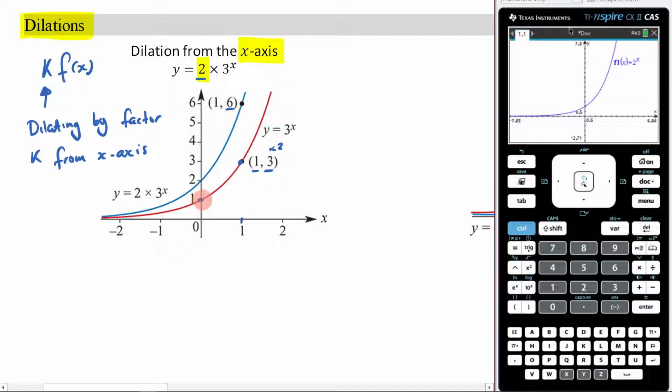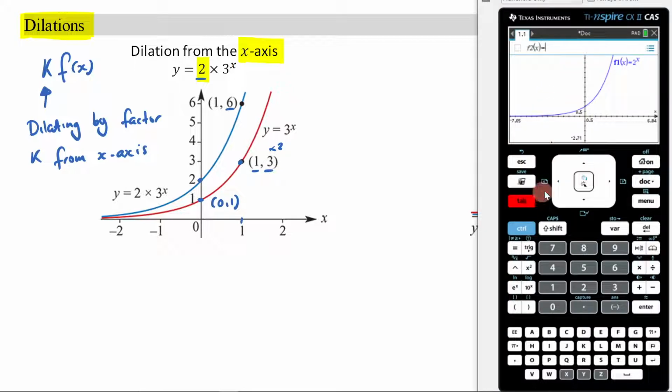This also occurs for my y-axis intercept. So instead of being at 0, 1, I'm now timesing this 1 by 2, so now I'm up here. And as you can see, the entire graph is stretched up by a factor of 2 from the original graph here.